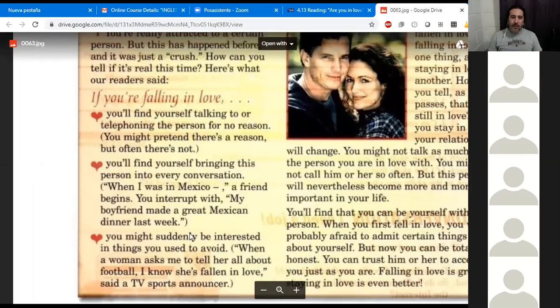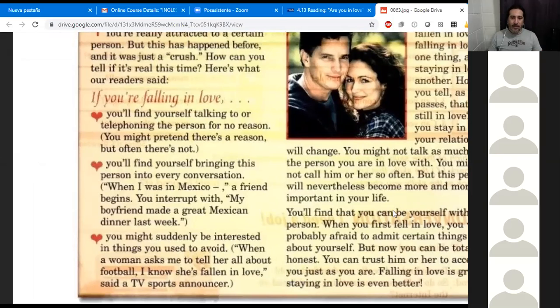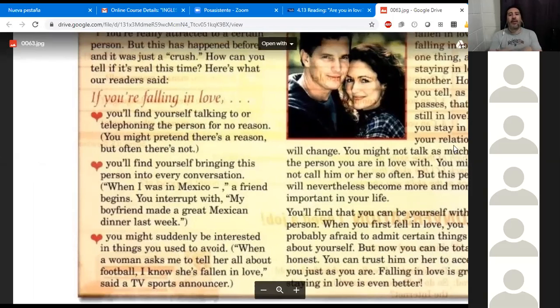Okay, good. Jonathan, would you please read the last one? You'll find that you can be yourself with this person. When you first fell in love, you were probably afraid to admit certain things about yourself. But now you can be totally honest. You can trust him or her to accept you just as you are. Falling in love is great. Staying in love is even better. Okay, questions?